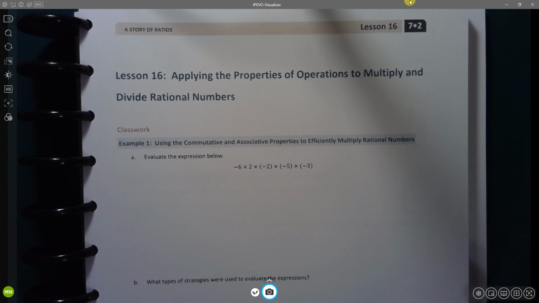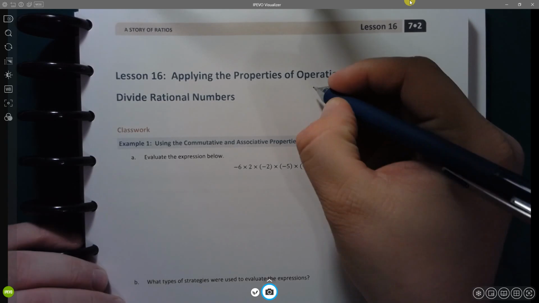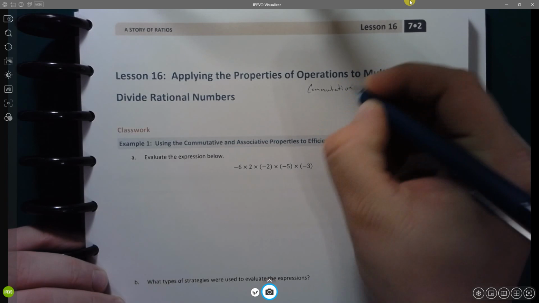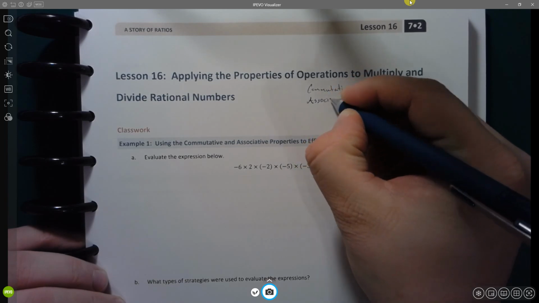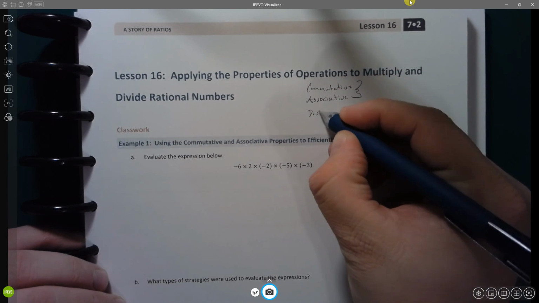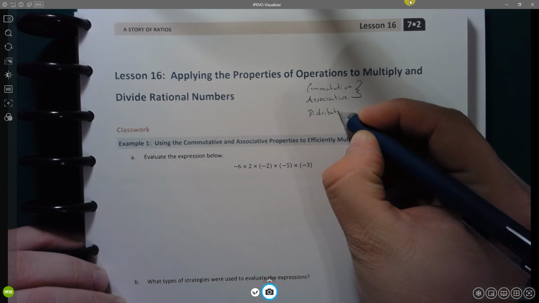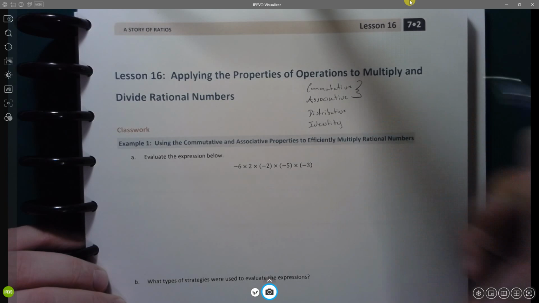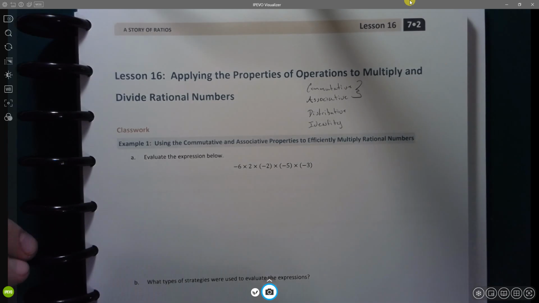All right. So lesson 16 is applying the properties of operations to multiply and divide rational numbers. Remember, we're talking about properties of operations, things like the commutative property and the associative property. These tend to be the big ones. However, you could also have the distributive property if it is necessary, and you could also have the identity property if it is necessary. So these are your four major properties that we're talking about. But normally commutative and associative are the big two, okay?